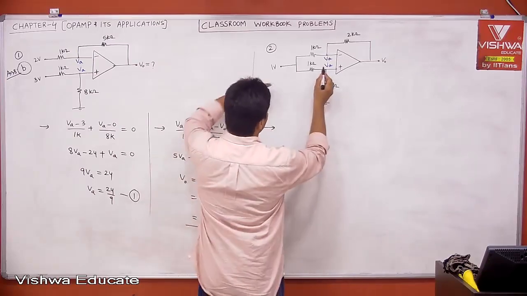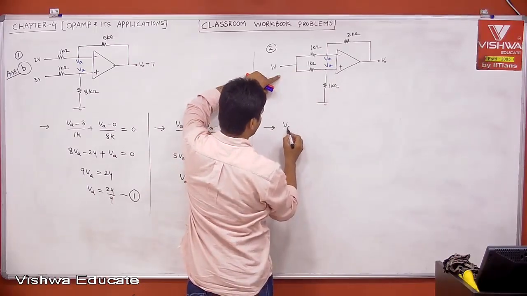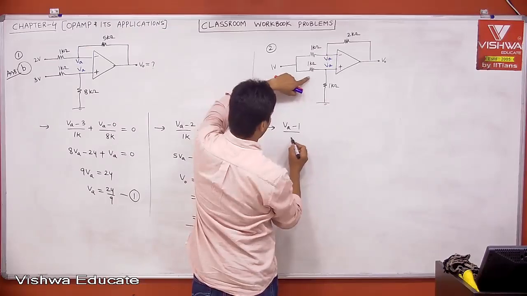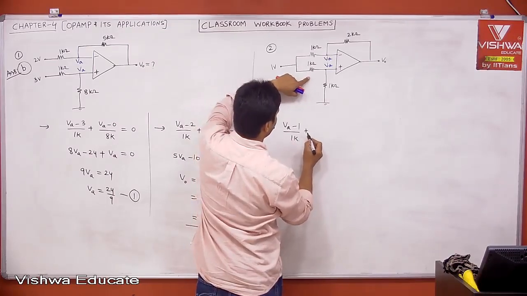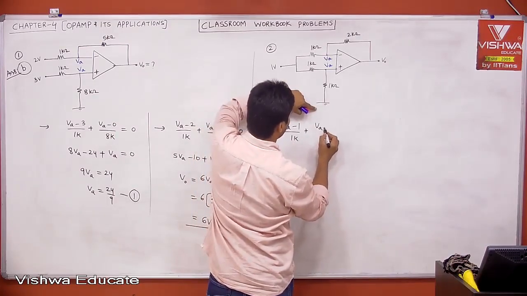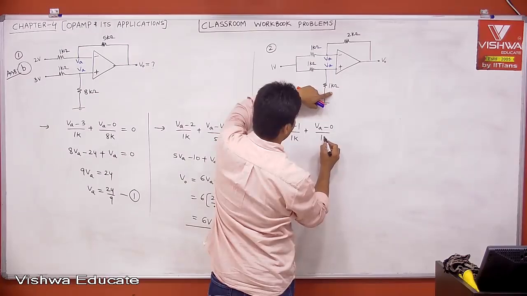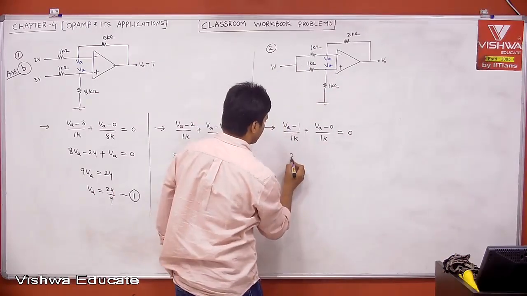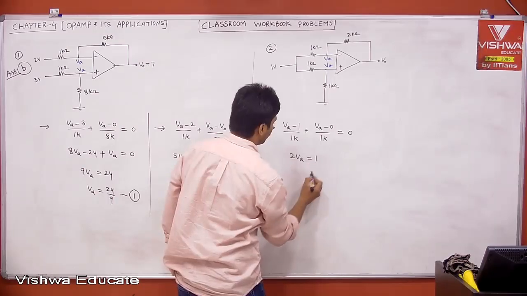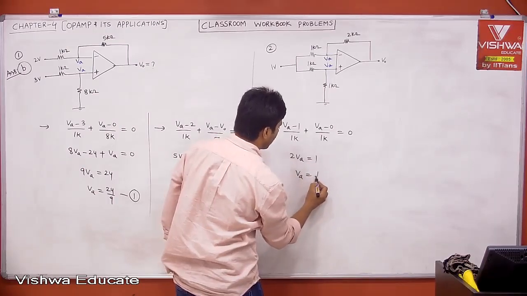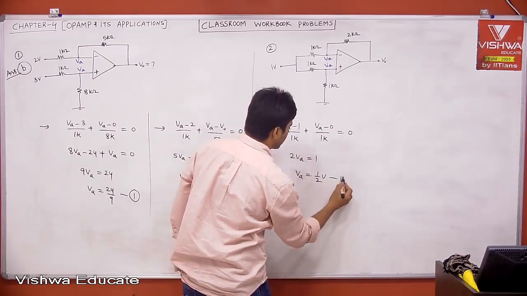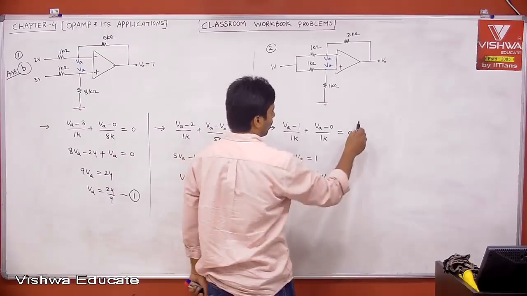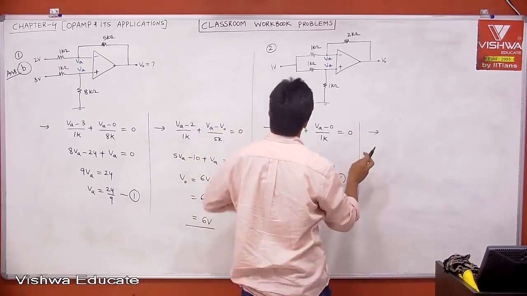Now, tell me VA minus 1 divided by 1K plus VA minus 0 divided by 1K plus current entering into op amp 0. 1K will be cancelled. 2 VA is equal to 1. VA is equal to 1 by 2. Equation number 1.